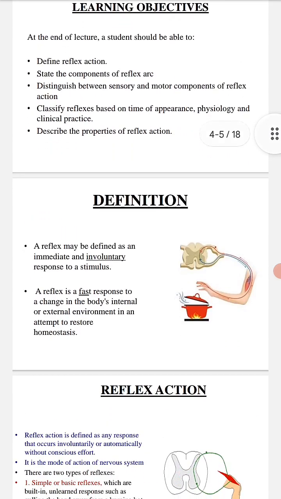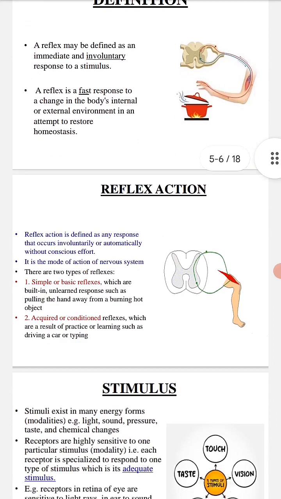Definition. A reflex may be defined as an immediate or involuntary response to a stimulus. A reflex is a fast response to a change in the body's internal or external environment in an attempt to restore homeostasis. Reflex action is defined as any response that occurs involuntarily or automatically without conscious effort. It is the mode of action of the nervous system.